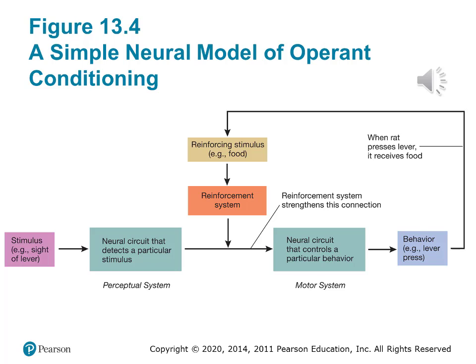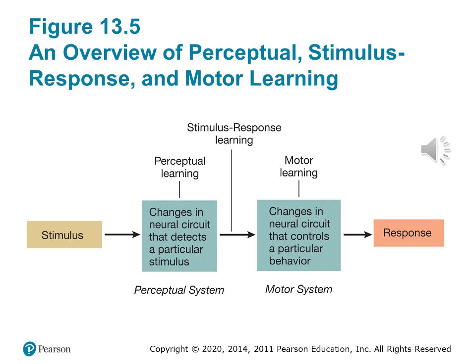So here the reinforcing stimulus is the food. It leads to reinforcement of certain motor mechanisms that can repeat in a cyclical fashion. Some stimuli lead to perceptual learning as part of a perceptual system, which causes changes in the neural circuits that detect the particular stimulus, give rise to motor learning or the motor system's activation, causing changes in the neural circuits that control a particular behavior.